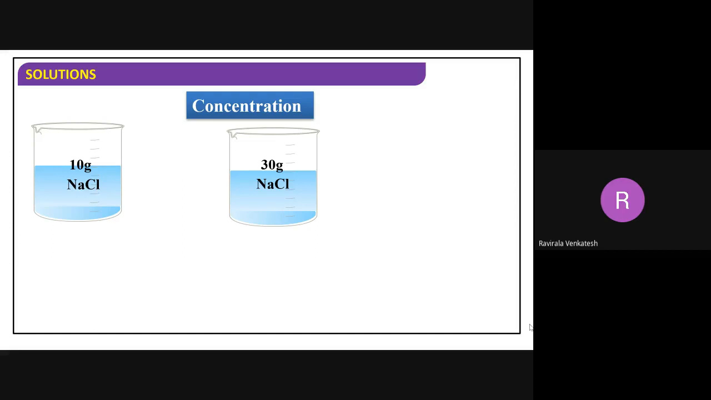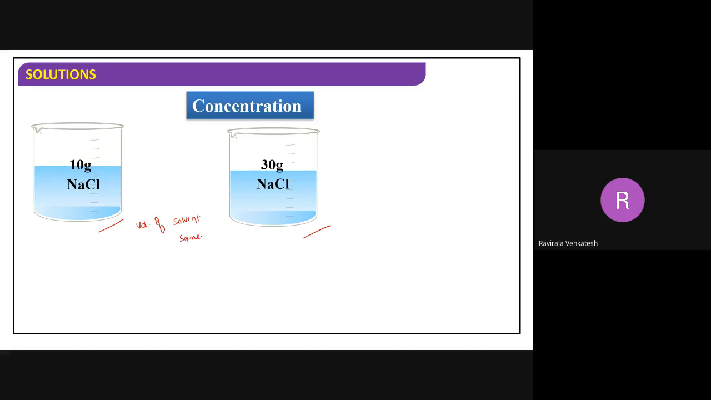In the first beaker, I have added 10 grams of NaCl, right? In the second beaker, I have added 30 grams of NaCl. In both cases, the solvent volume is the same. In this one and in this one, the volume of the solvent is the same, right?